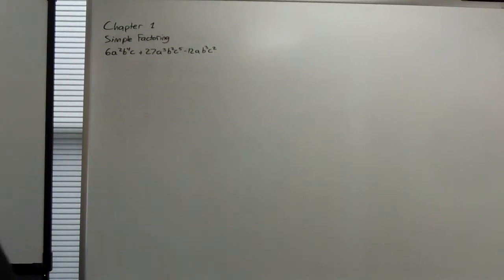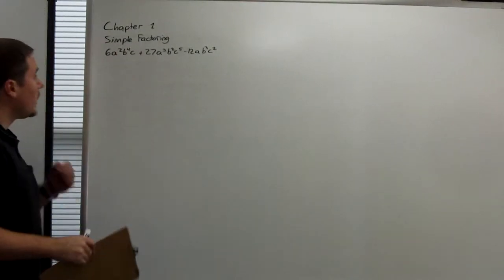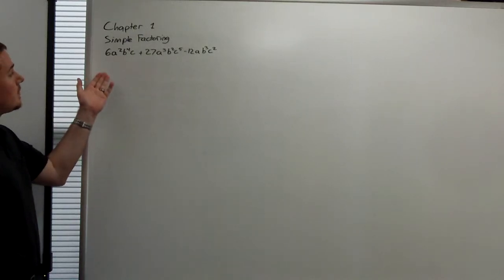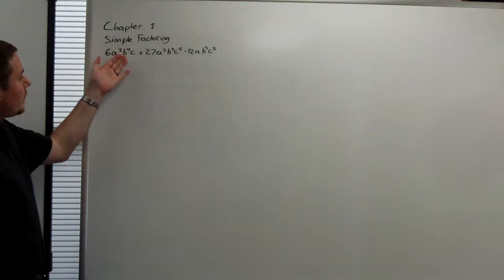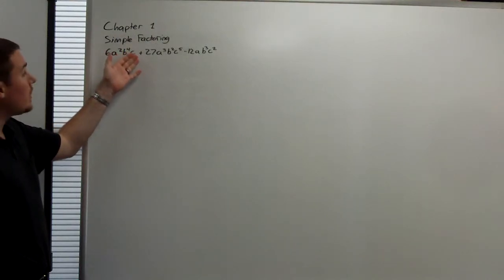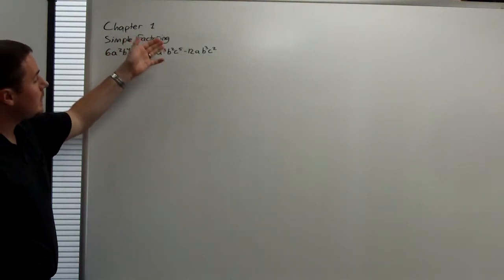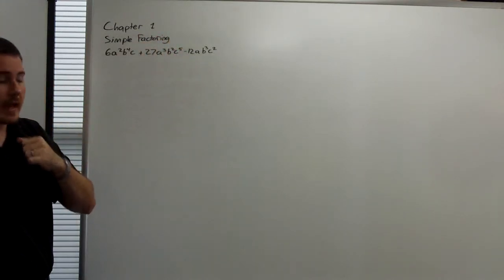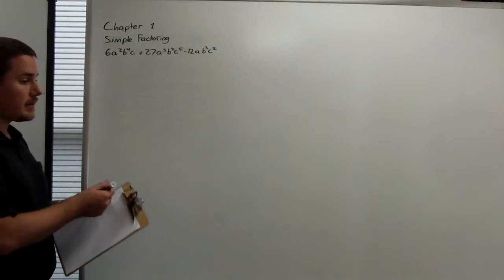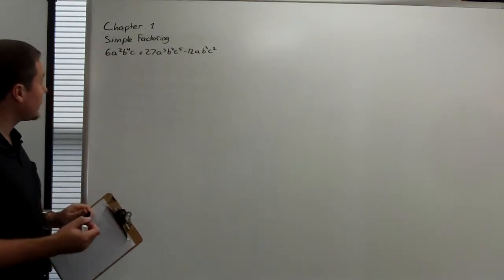Alright, for a simple factoring problem, we're going to try to factor this expression, 6a squared b to the fourth c plus 27a cubed b squared c to the fifth minus 12a b to the third c to the second. So this has all of the elements of basic factoring.